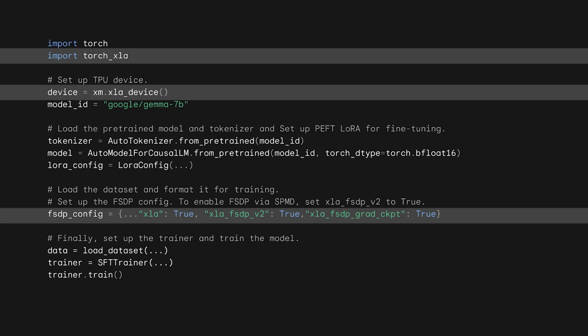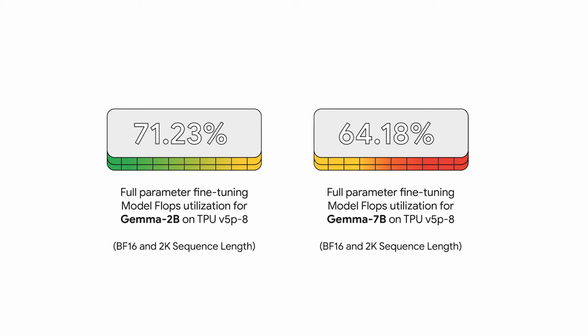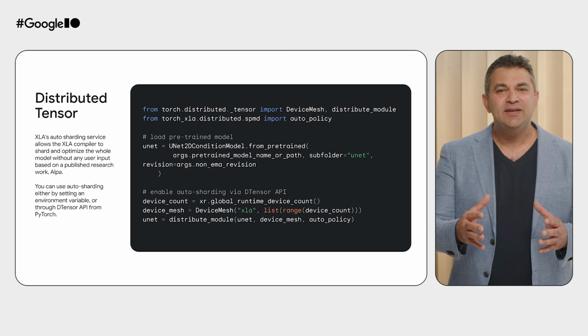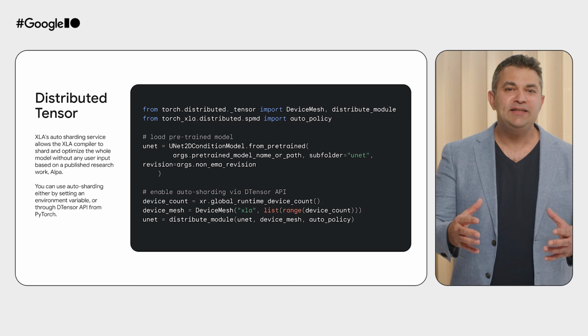You define tokenizer, model, and LoRA config, load a dataset, and then use the supervised fine-tuning trainer to fine-tune Gemma on your dataset. This time, your code can run on Cloud TPUs. On a TPU v5p8, you can achieve 71% MFU for the 2 billion parameter model and 64% MFU for the 7 billion parameter model.